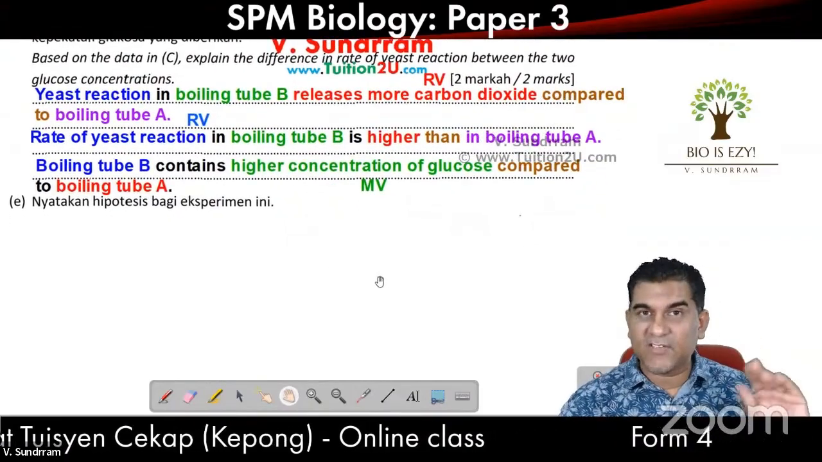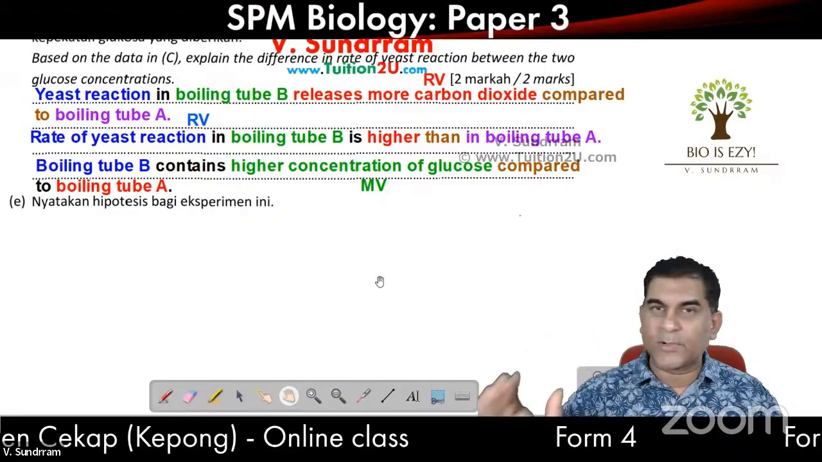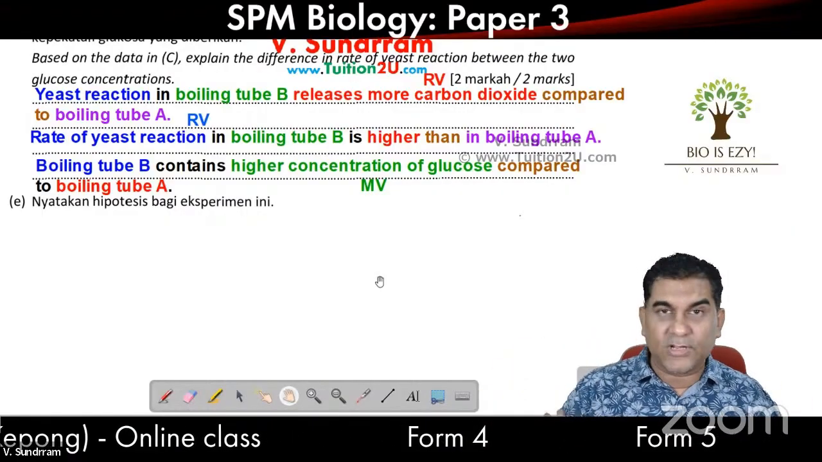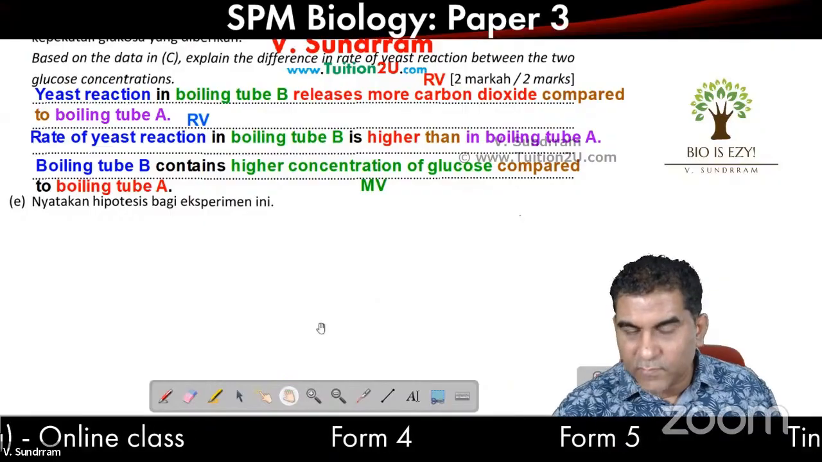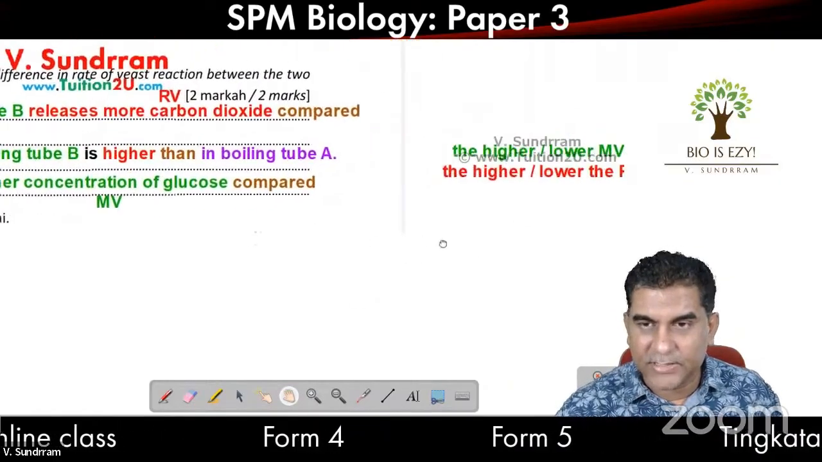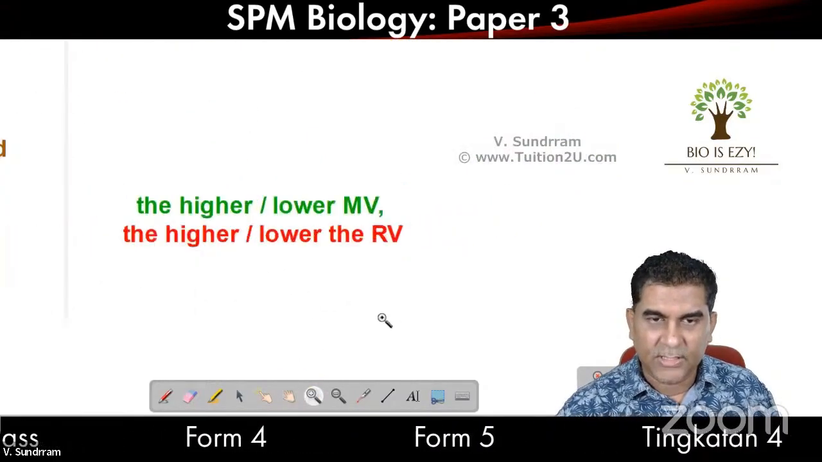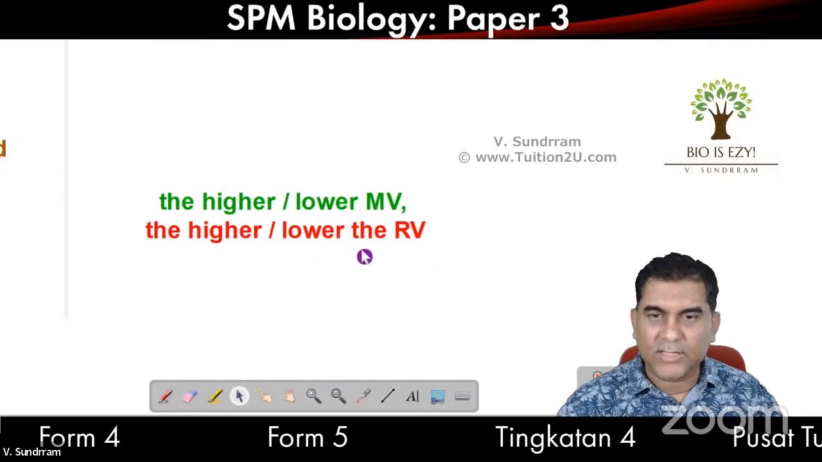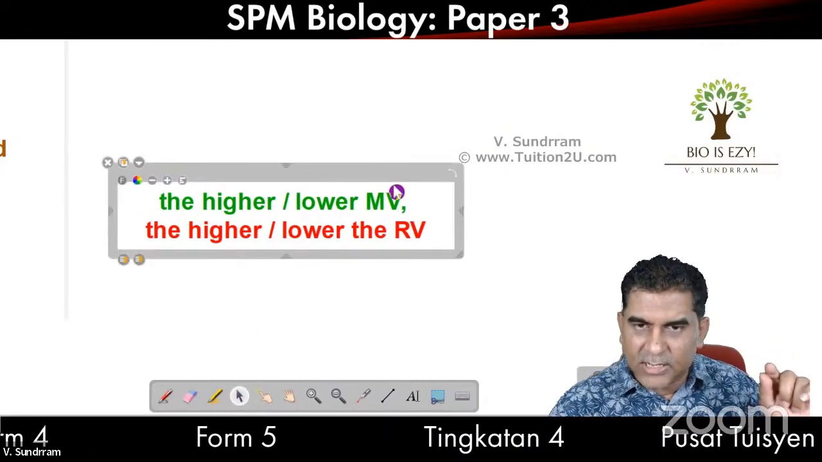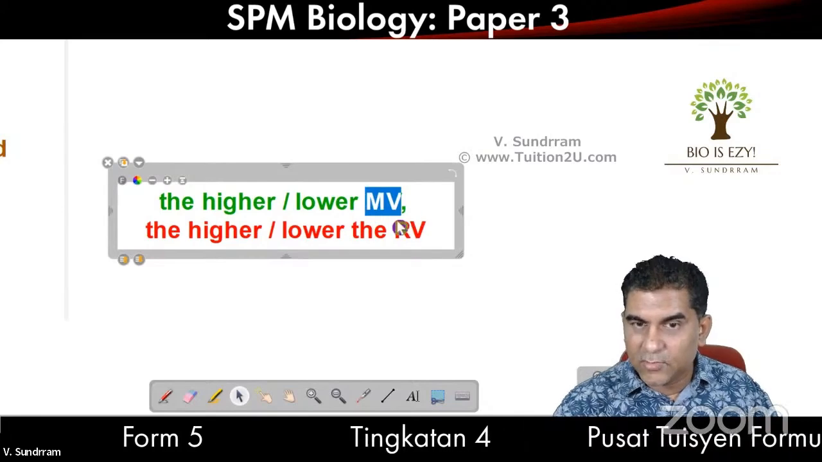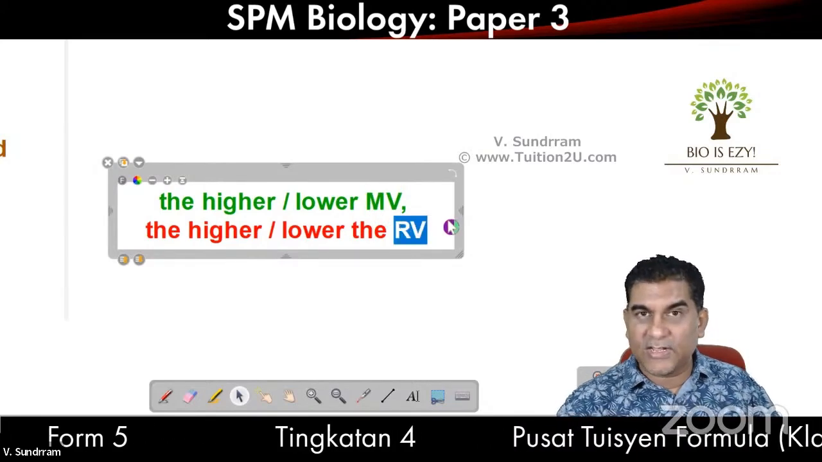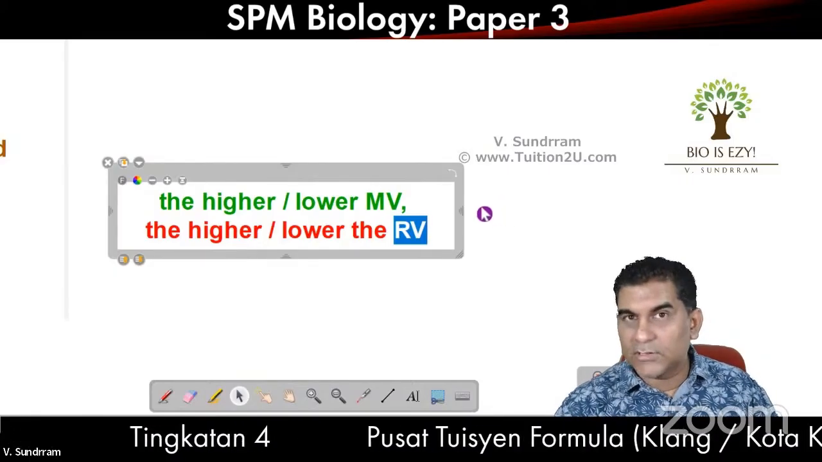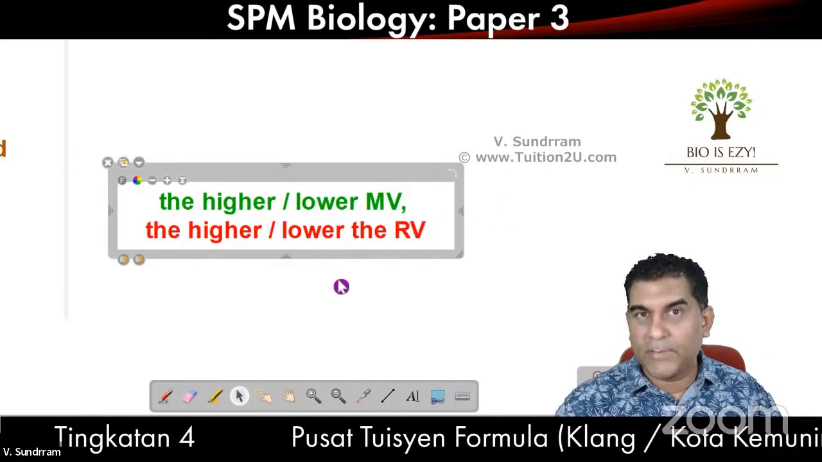Hypothesis must have a manipulated variable and a responding variable. What is the relationship between the manipulated and responding variable? Most of the time, the answer will be just the combination of this: the higher or the lower the MV, the higher or the lower the RV. You must start the answer with the manipulated variable. You must finish the answer with the responding variable. Constant variable is not needed. Most of the time, you can use the higher, lower combination.